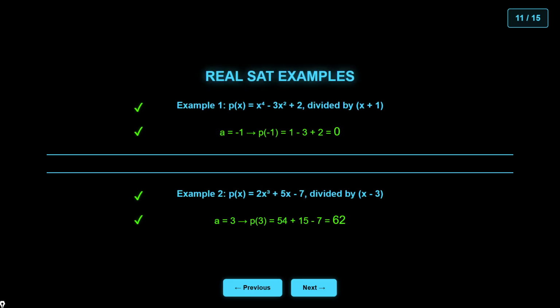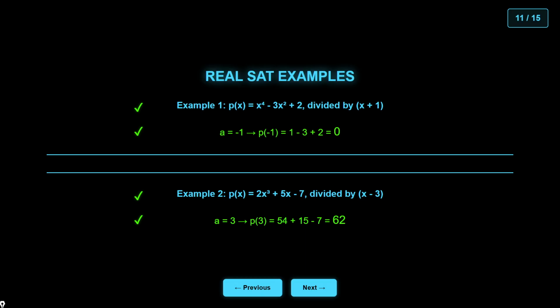Let's take a real, similar SAT example. This type of problem appears on nearly every SAT math section. Let me show you 2 real examples. In the first one, p of x equals x to the power 4 minus 3x squared plus 2, divided by x plus 1. Again, I can write the divisor x plus 1 as x minus of minus 1. Comparing it with x minus a, I clearly get to know that a here is minus 1.